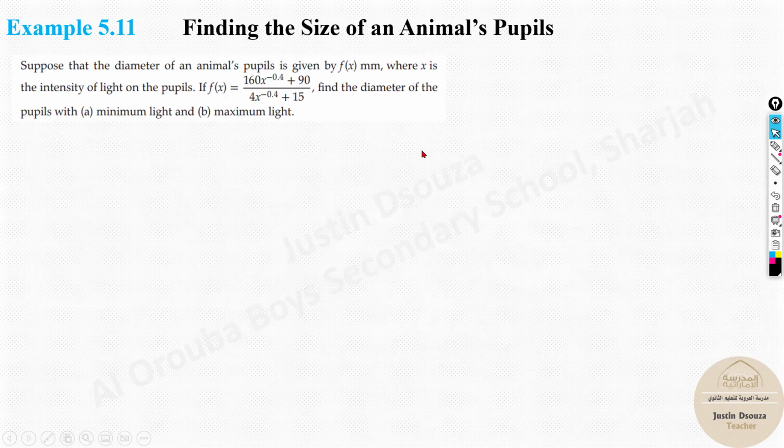How about a real world problem? Now, this is an interesting one. Suppose that the diameter of an animal's pupil is given by f of x millimeters, where x is the intensity of light on the pupils. If f of x is equal to (160x to the power minus 0.4 plus 90) divided by (4x to the power minus 0.4 plus 15), find the diameter of the pupil with minimum light and maximum light.